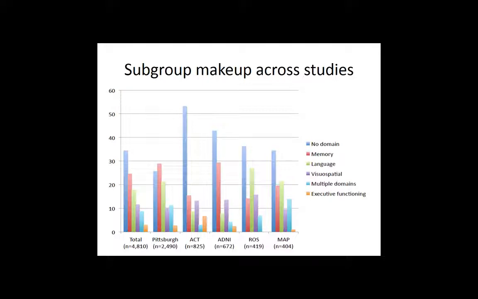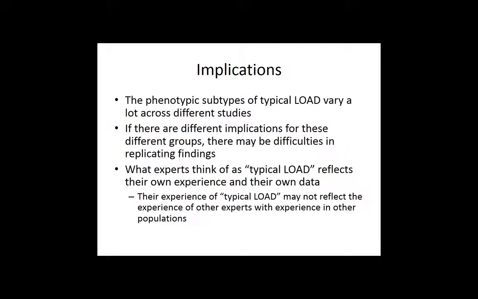There's a lot going on here. But the flavor of Alzheimer's disease that experts see in their study is not reflected by the flavors of Alzheimer's disease in other studies, which is what this says. If there's different implications for these different groups, it might be really hard to replicate things. And what experts think of as typical late-onset Alzheimer's disease may vary based on their own individual cohorts' makeup of what is Alzheimer's disease in my study.